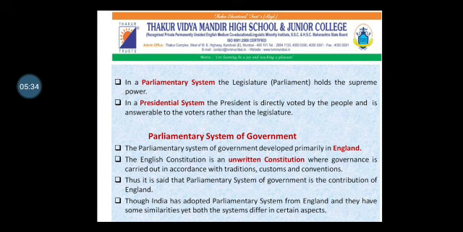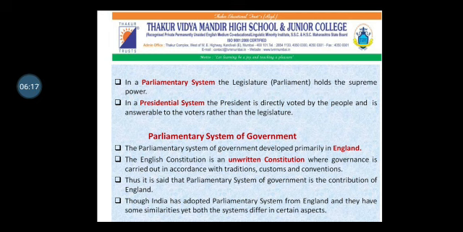Now we will study them in detail. Let's begin with the parliamentary system of government. The parliamentary system of government developed primarily in England. The English constitution is an unwritten constitution where governance, or we can say administration, of the country is carried out in accordance with traditions, customs, and conventions. But our constitution is written and the government works according to it. Thus, it is said that the parliamentary system of government is the contribution of England.